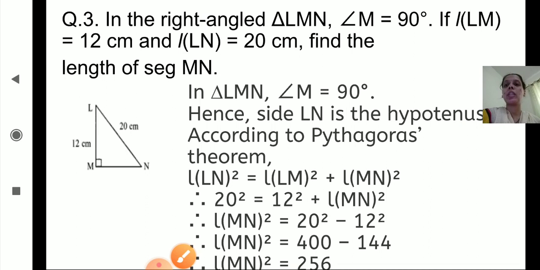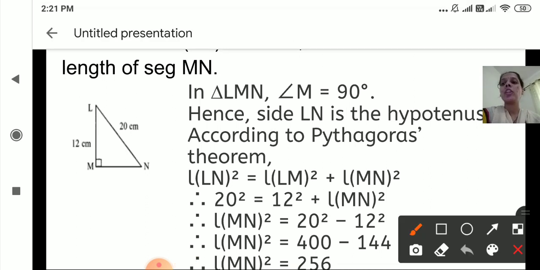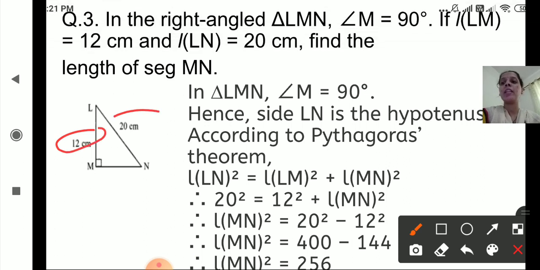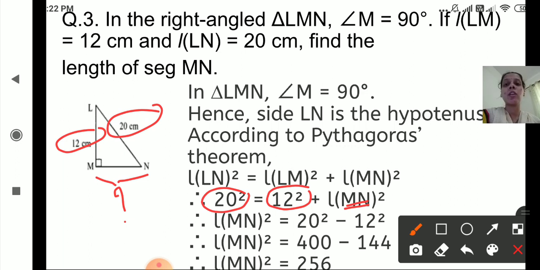Now question number 3. In question number 3, now see here length of LM is given and length of LN is given. Hypotenuse is given. Now we have to find out length of MN. Okay. So how will you find it out? Again the same, you will use the formula, you will use the Pythagoras theorem, that is LN square is equal to LM square plus MN square. Now LN is 20 centimeter and LM is 12 centimeter. MN we have to find out, that we will write down as it is.